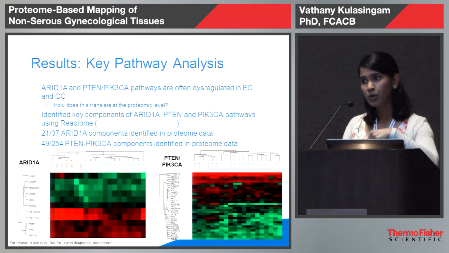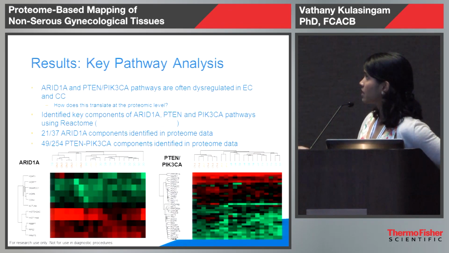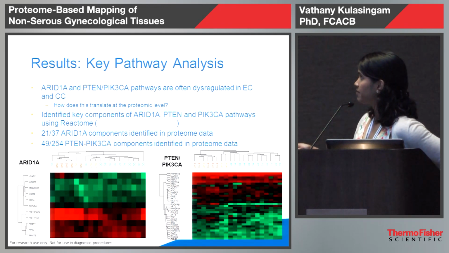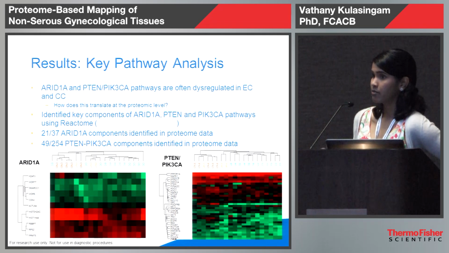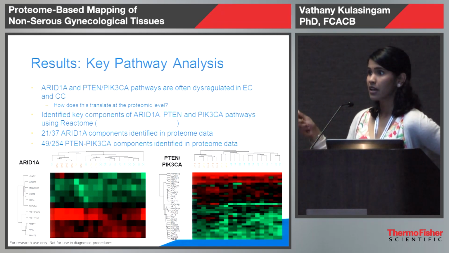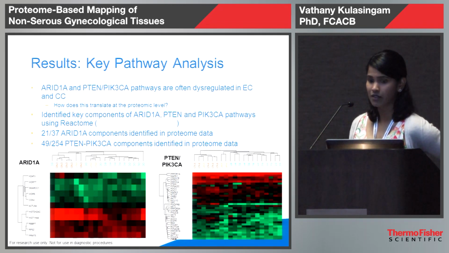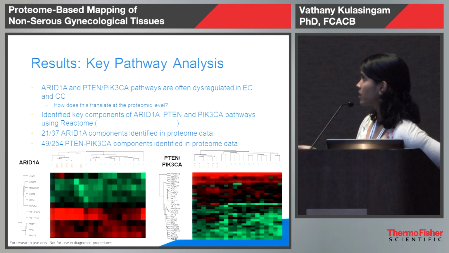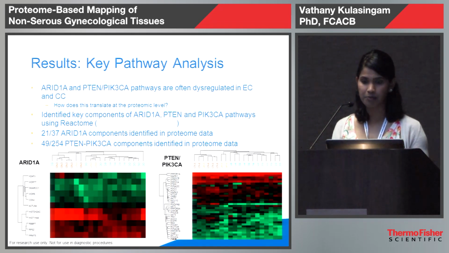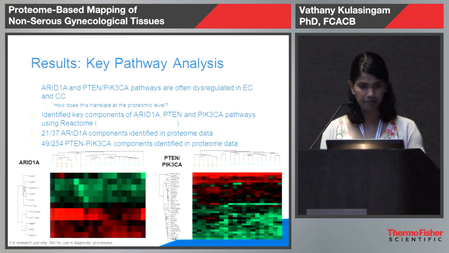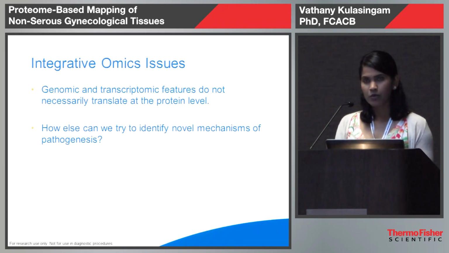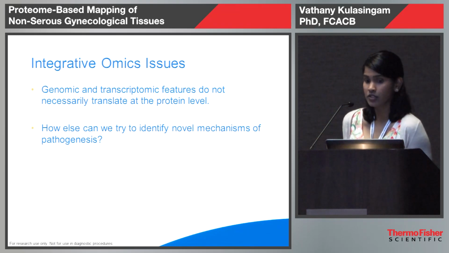So we went back to our proteomic data and looked to see whether the ARID1A and PTEN pathways, because they're dysregulated in this cancer type, are also seen at the protein level. Using Reactome, we identified key components of these pathways, and in fact, 21 of the 37 ARID1A components were identified in our proteomic data set. Similarly, we identified some proteins that are part of the PTEN PI3 kinase pathway. So it wasn't complete concordance, so we know there are some issues here.